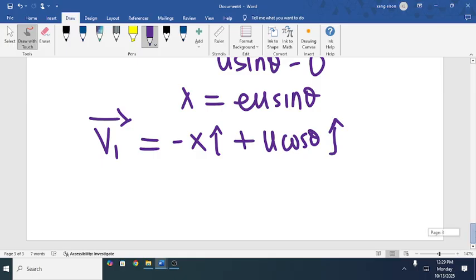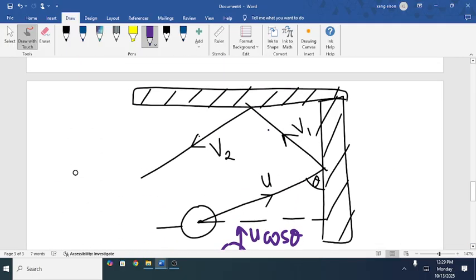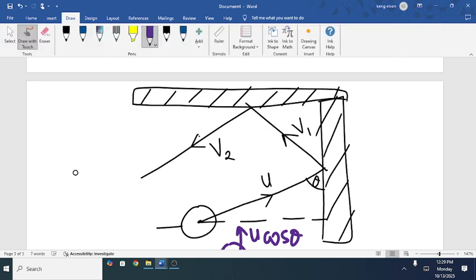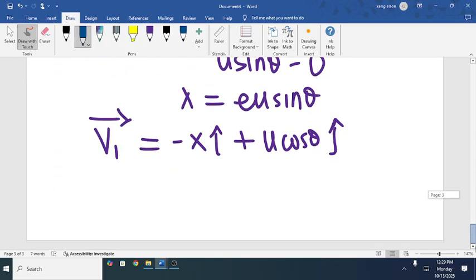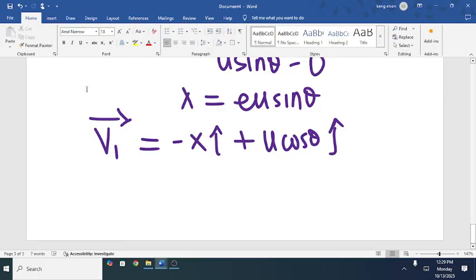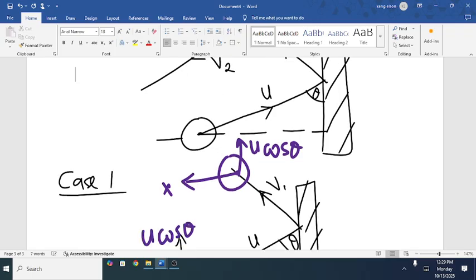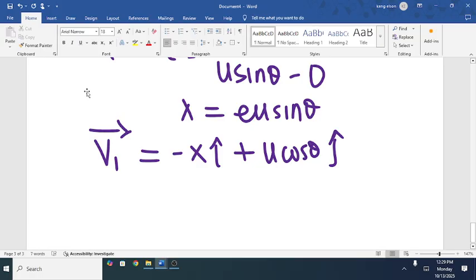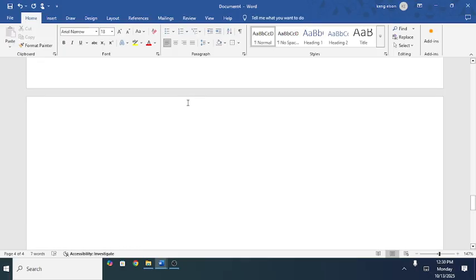Now when you are coming to collide with the second wall, you are actually moving with v1. So we are going to analyze using v1. That's case 1. If you are asked to find the speed, you just find the magnitude of that velocity, and you will get the speed. Now for case 2, this is what is happening.